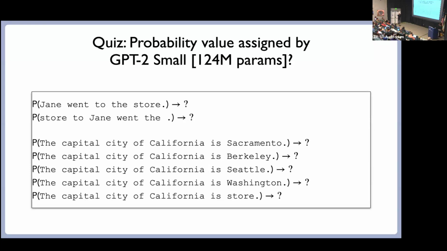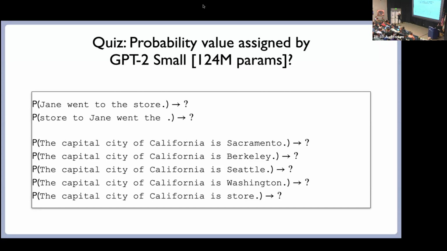Here's a quick quiz. There is a model called GPT-2 Small. GPT-2 is a previous version of GPT-3 and ChatGPT from OpenAI that came out in 2019. And small means it's a small variant of GPT-2. It has about 100 million parameters. That's about 2% of the total parameters modern large language models have today. So it's a pretty tiny model. What score would this language model assign to each of these sentences?